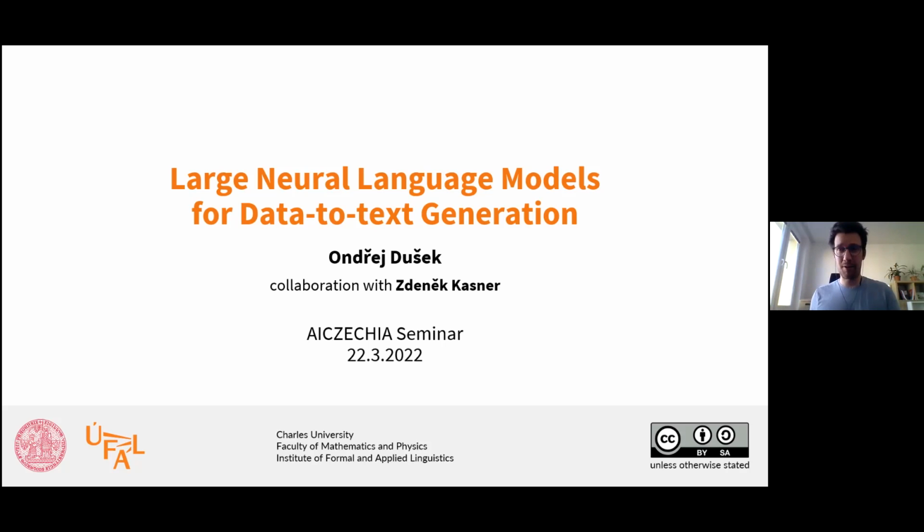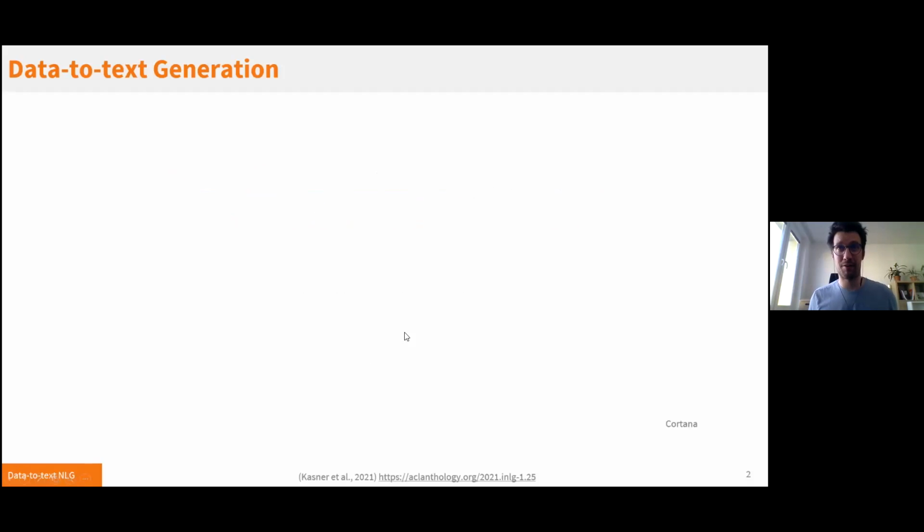what the neural language models are, how they are trained, and how they can be used, where they fail, and some of our experiments where we try to fix the problems that large language models have in language generation. So I'd like to first introduce a little bit the problem of natural language generation.